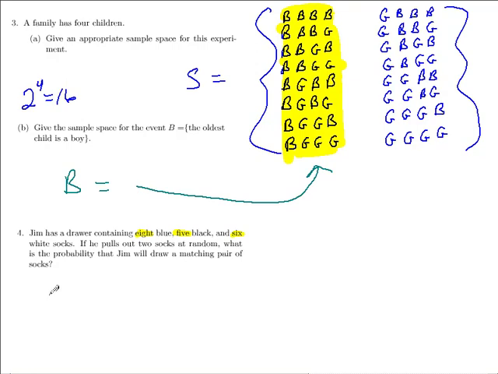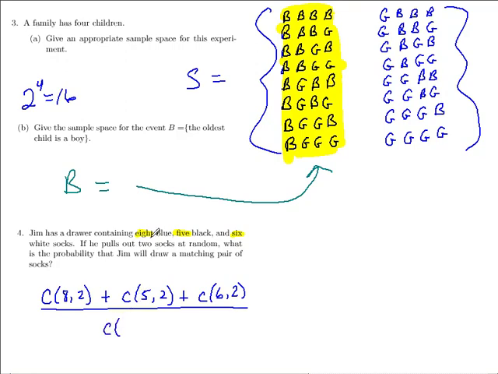So, both blue, combination, 8 choose 2. Both black, combination, 5 choose 2. Both white, combination, 6 choose 2. Divide it by the ways of pulling out any 2. So 8 and 5 is 13 plus 6 is 19. And you get combination 19 choose 2.